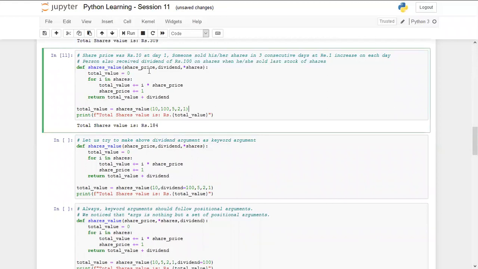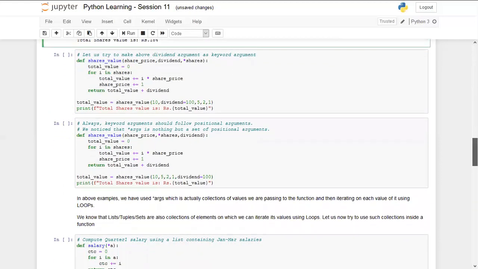And this is how we can take multiple positional arguments with the star args concept. Share price will be the first position, which means 10. Dividend will be the second position, which means 100. Then everything that is left will be consumed by star shares, which is these three values.